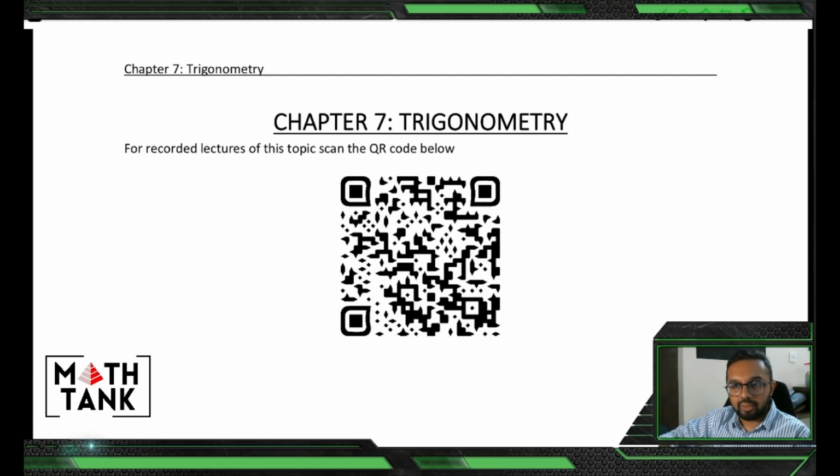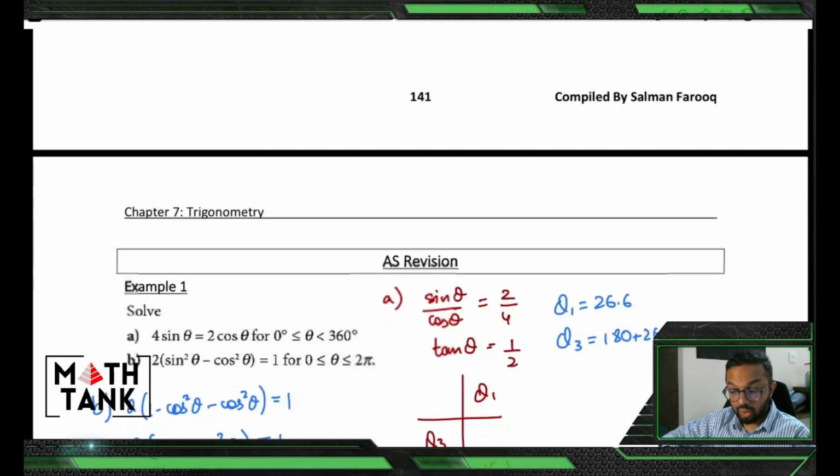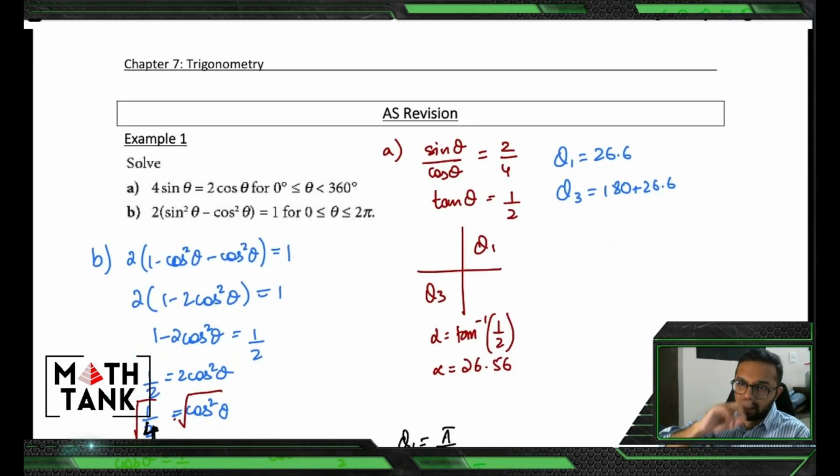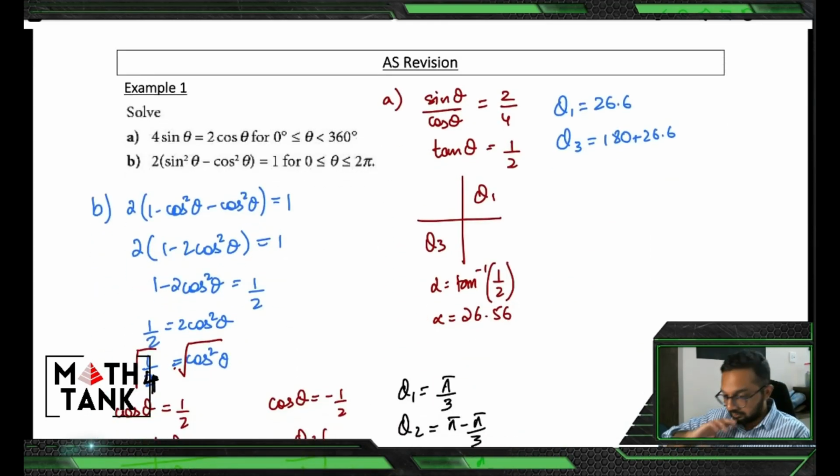So there are 7 different topics that I can point out to you where you will be stuck if you don't know your trigonometry. Trigonometry in this is tough. I basically start off with an AS revision. You should know your quadrants, rules, and so on.